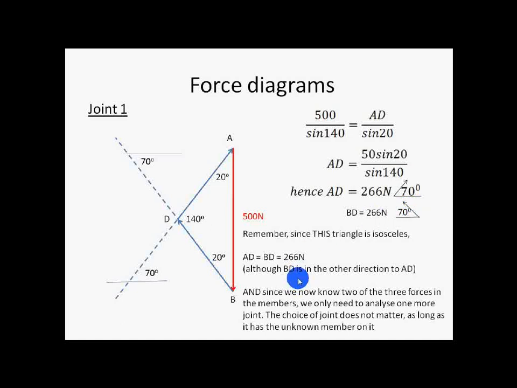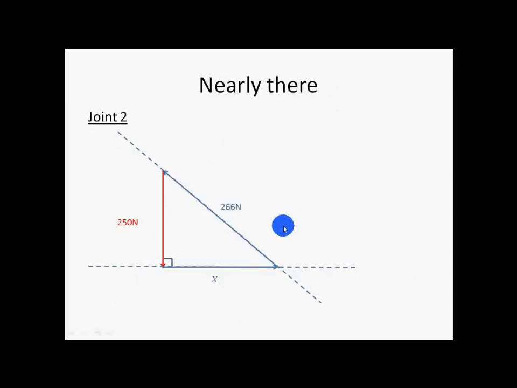And since we now know two of the three forces in these members, we only have to get one more of them. So we're just going to look at any joint, doesn't matter. So we'll pick joint 2. This one, we're just going to draw our forces in. One we know about, 250 newtons. Then we're just going to project these two lines here: 266 from what we've done before, then X. And we just use Pythagoras to work that one out. So there we have our answer.